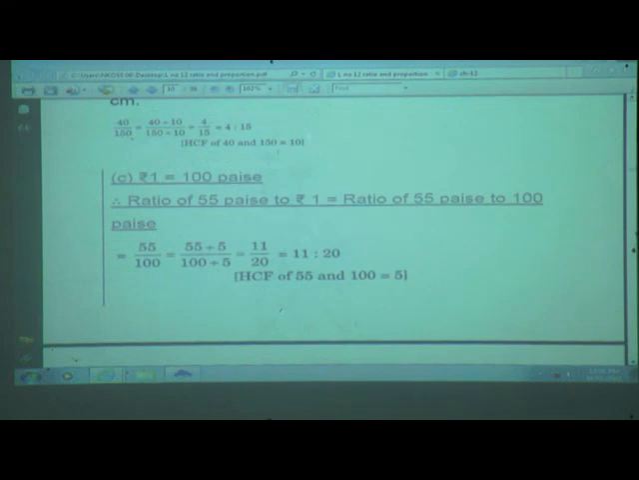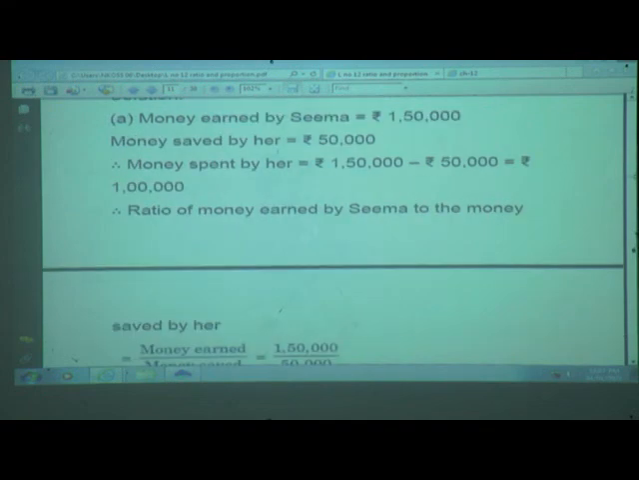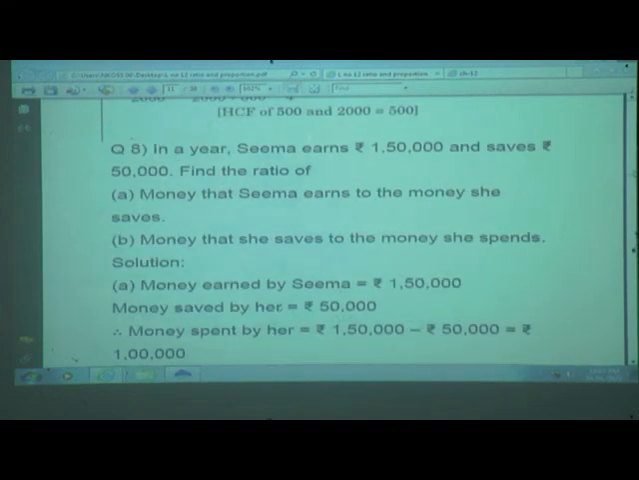Next example, ₹1 is equal to 100 paise. Ratio of 55 paise to ₹1, that is 55 paise to 100 paise. So 55 upon 100 is 11 upon 20, that is 11:20. So let us see the next question.